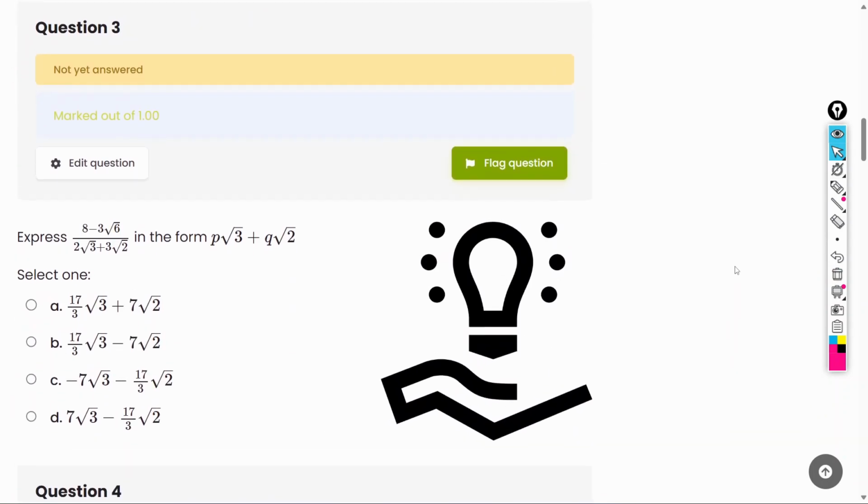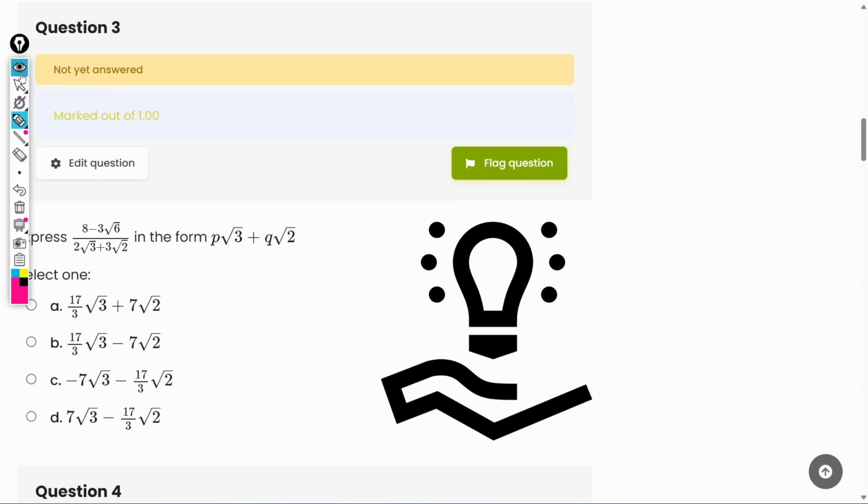Right, question 3. Express 8 minus 3 root 6 over 2 root 3 plus 3 root 2 in that form. The way the question is presented, we have to rationalize.